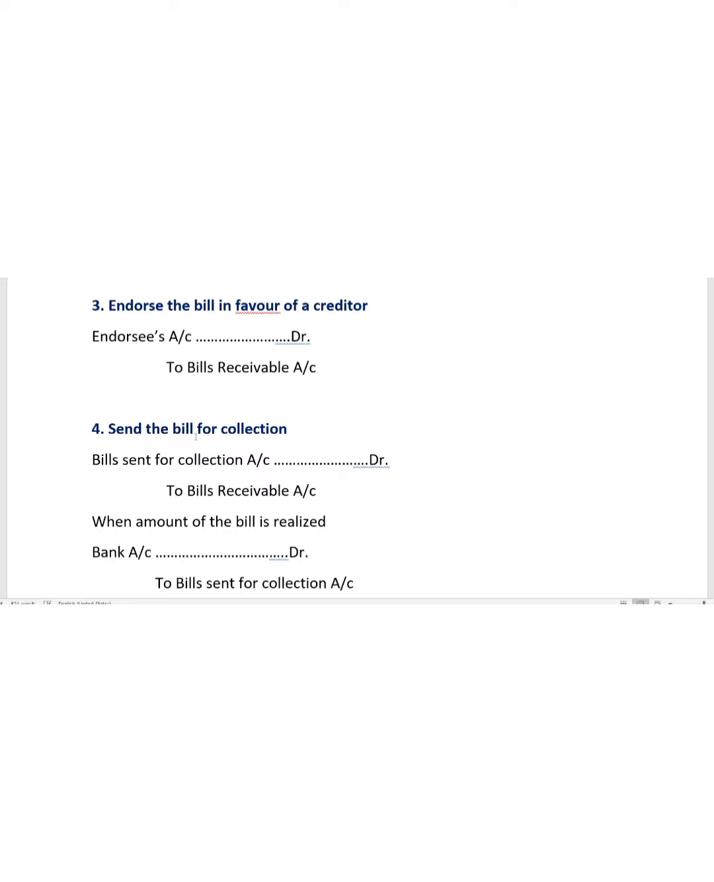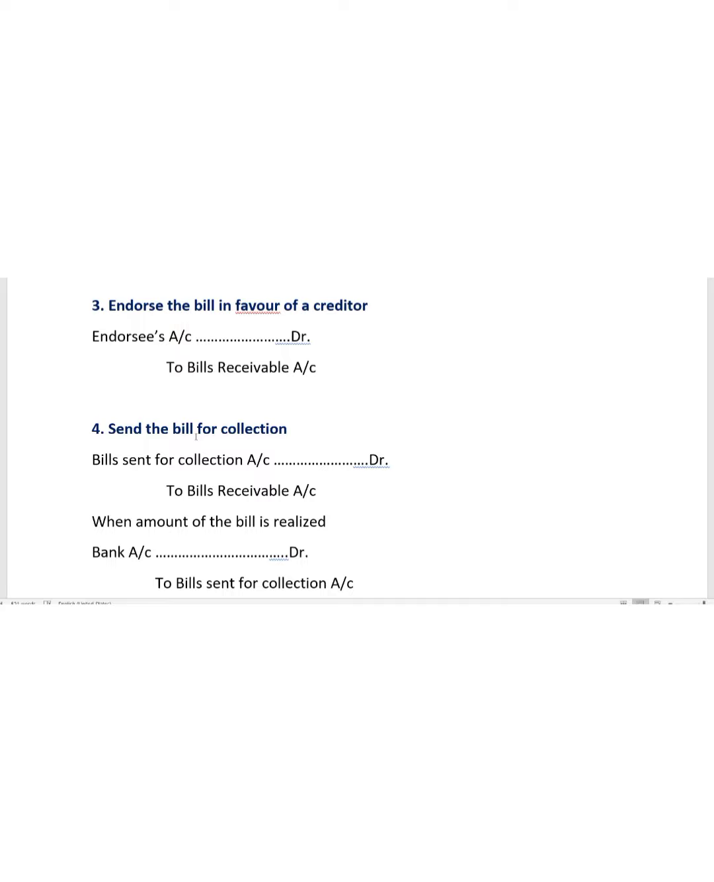Endorsee's account debit, means the person to whom you are giving the bill of exchange, his account is debited to bills receivable account, because the bill receivable is going away from you, to endorse the bill. When you are giving the bill to a third person, the endorsement process is taking place. In that case, in the books of the holder, what entry will you pass? Endorsee's account, means we will write the name of the person to whom you are giving the bill. Endorsee's account debit to bills receivable account.